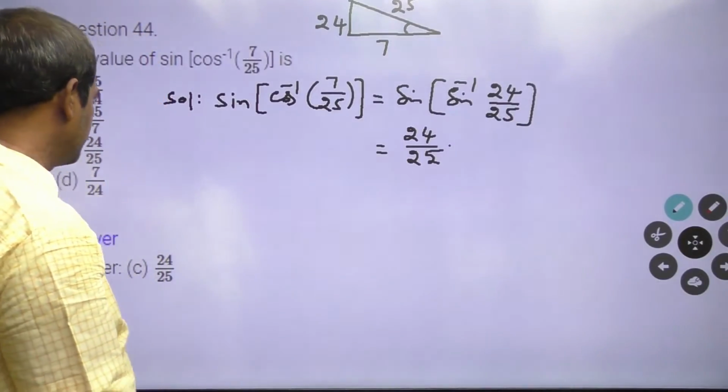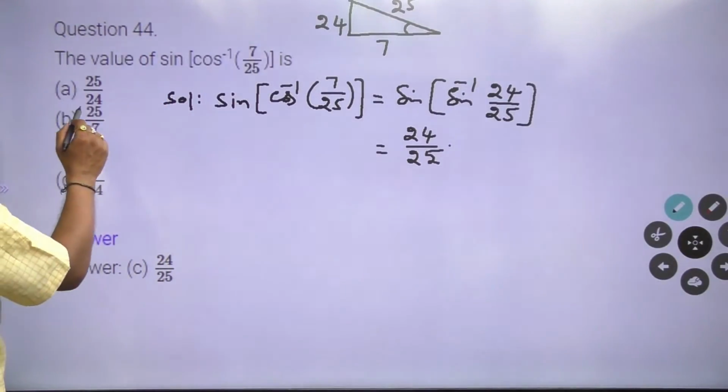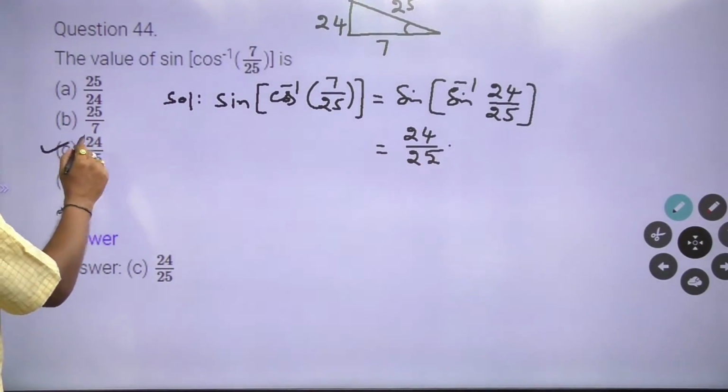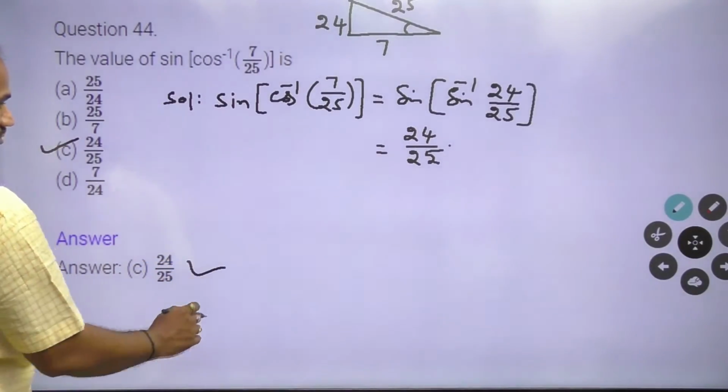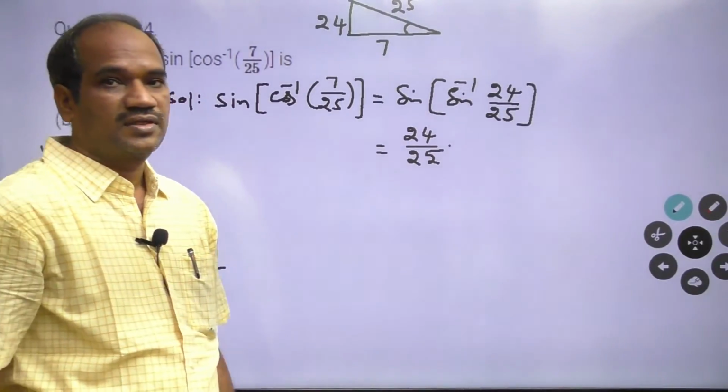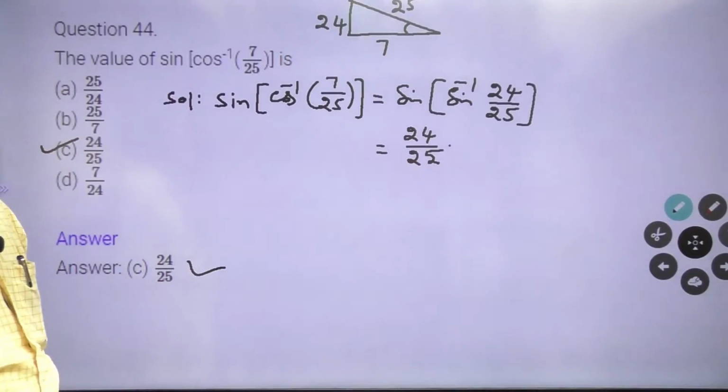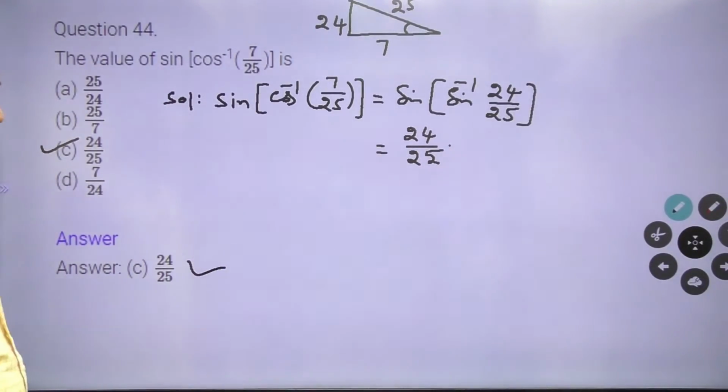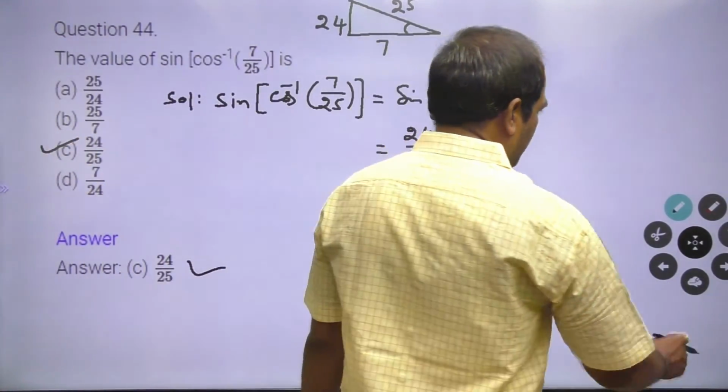Check the answer here. 24/25 is option C, so the answer is right. Write this question. Okay, next question.